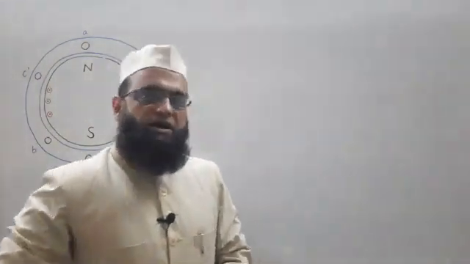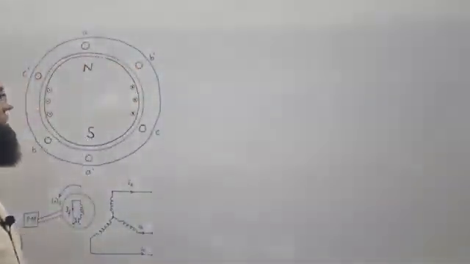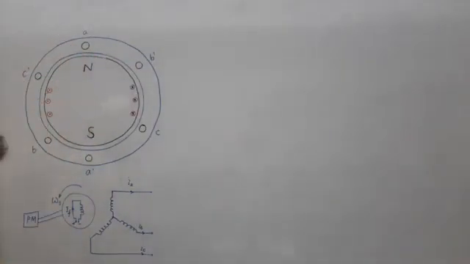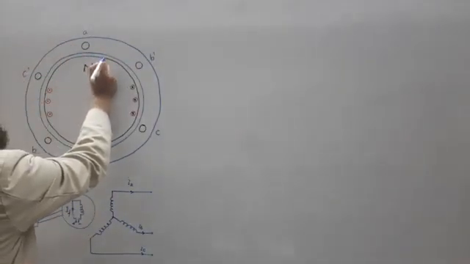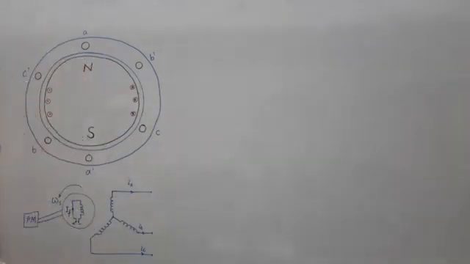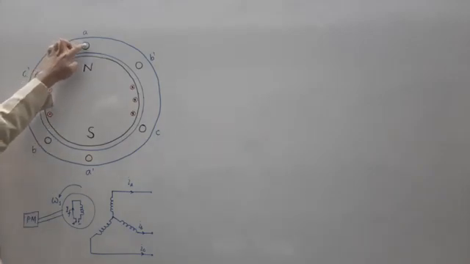Normally stator windings are distributed, but for the sake of simplicity we have shown them in a single slot to make the concept of armature reaction easier. So let us first find out the polarity in all coil sides. So let us take coil side A.